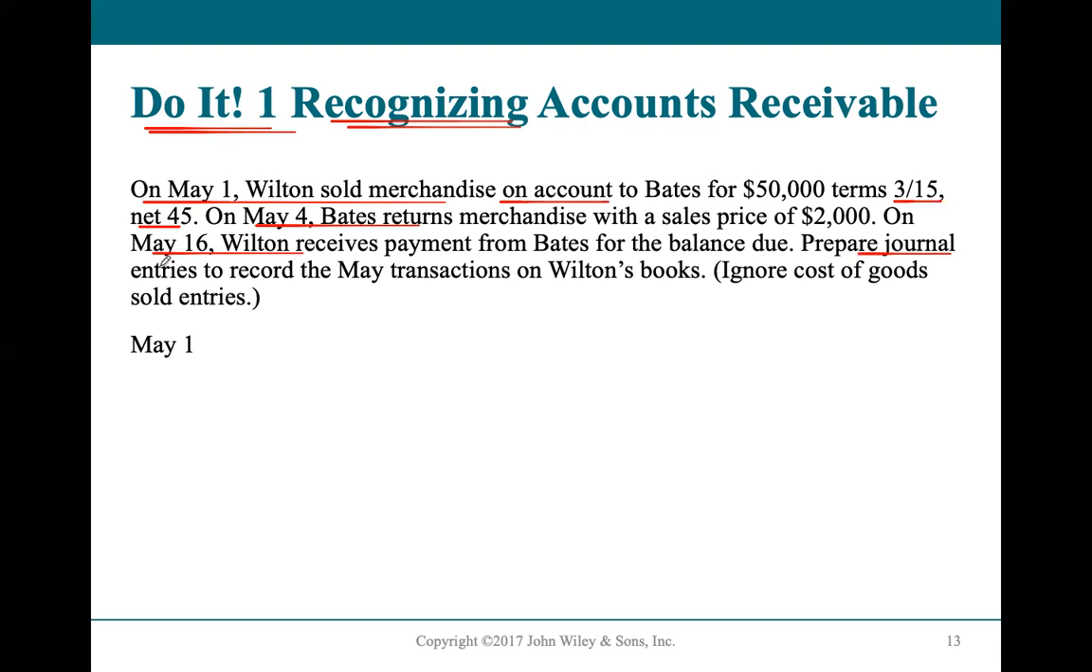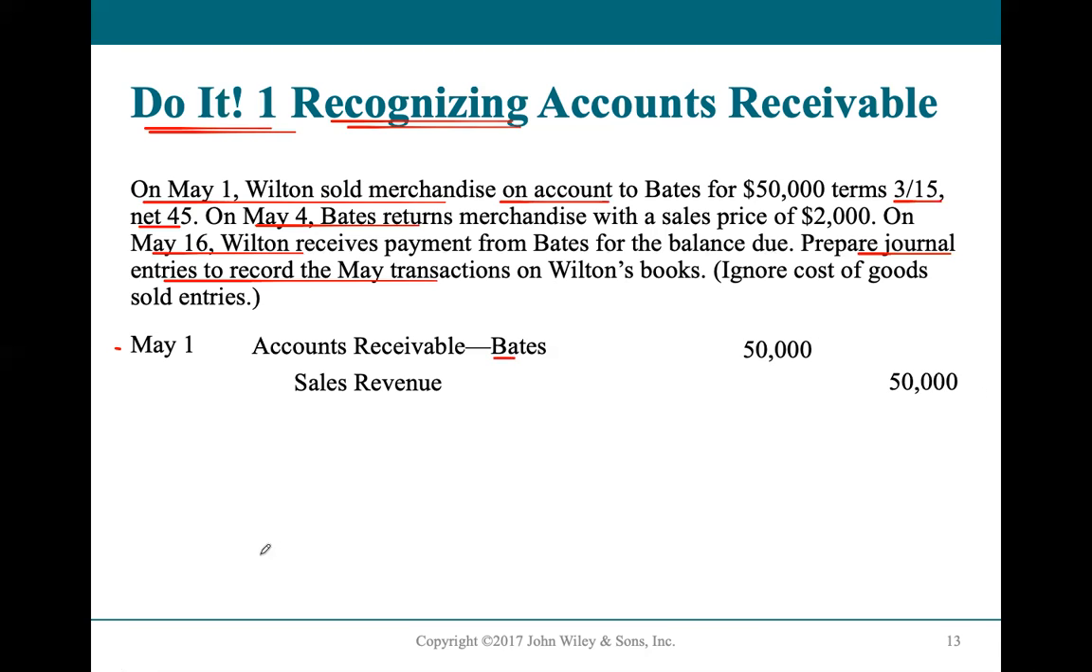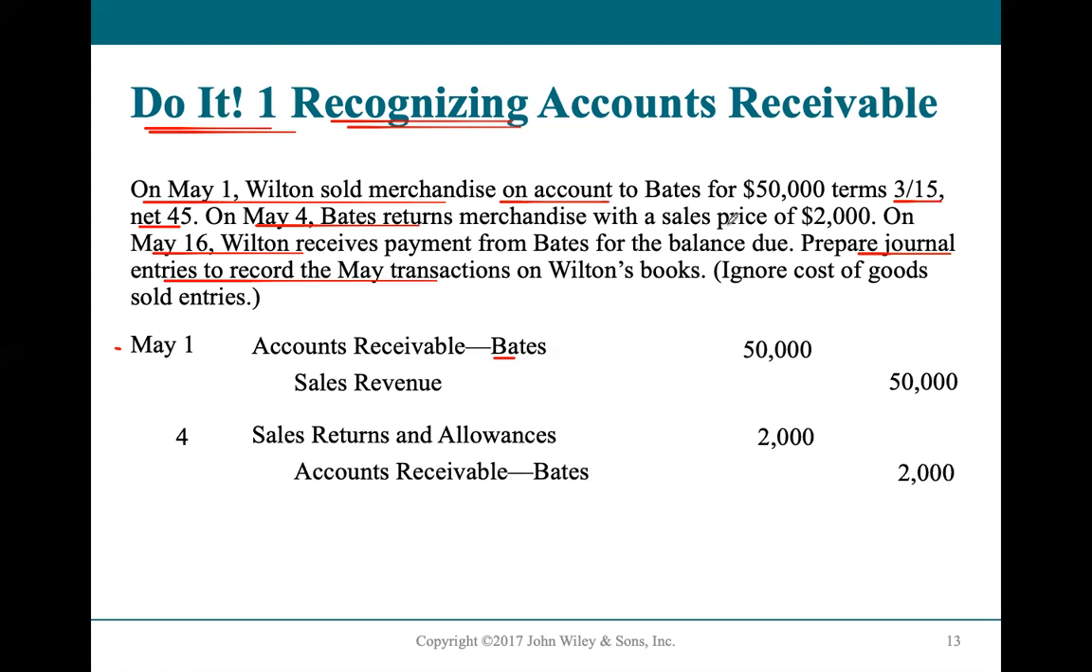So we're supposed to prepare the journal entries here for Wilton, and we're going to ignore cost of goods sold, which we normally would not do, but your book wants you to. The first thing we do in May is recognize that we sold that merchandise on account to Bates. So we set up an accounts receivable for Bates on our books and show that we sold that. We have to record the fact that Bates returned merchandise. $2,000 worth of merchandise was returned. And again, we have to take that out of the receivables for Bates's account.